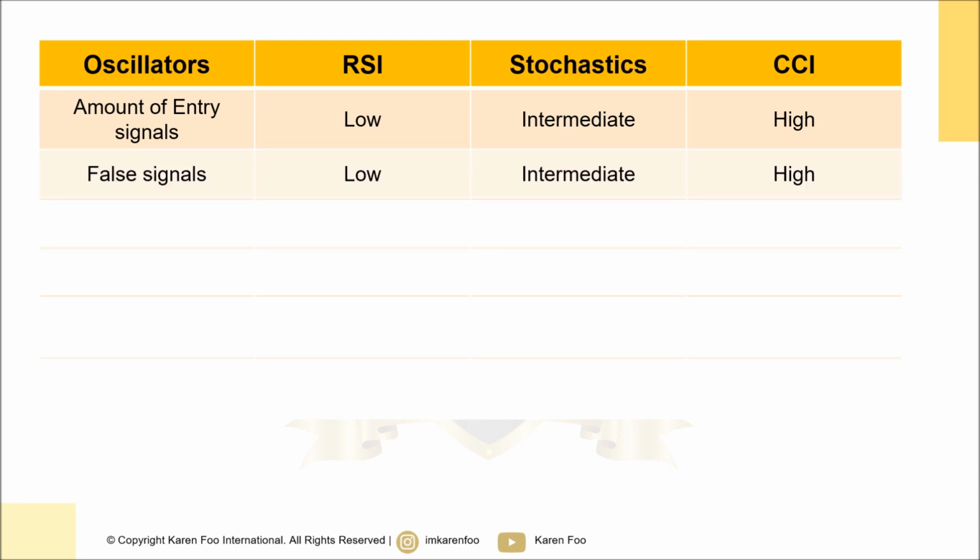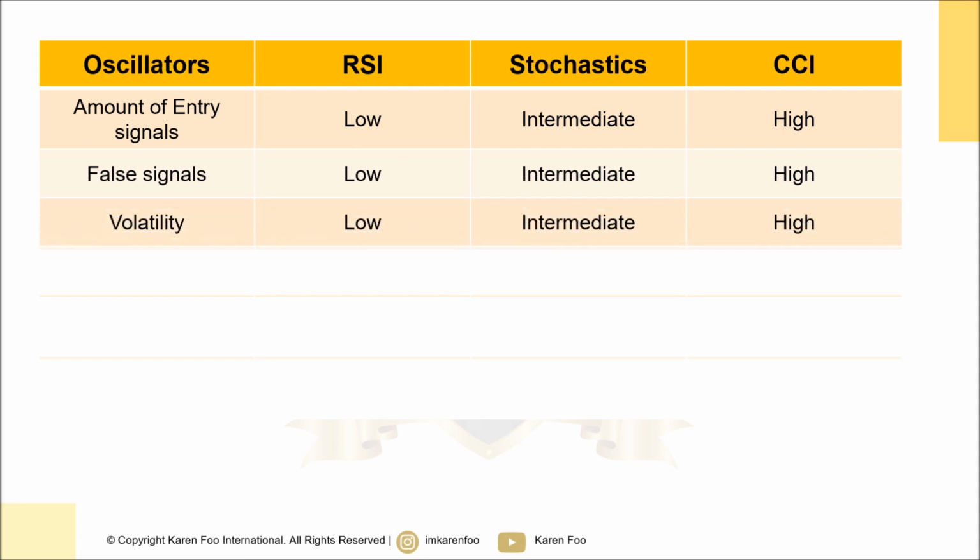The good thing about RSI is that it will give you very few false signals. Then stochastics intermediate, CCI would have higher false signals. Volatility wise, RSI is lower, stochastics is intermediate, CCI is high. Ease of interpretation actually depends on you. But I find that RSI and CCI are a lot easier because they only have one line, whereas stochastics has two lines, percentage K and percentage D, which you also need to take note of.